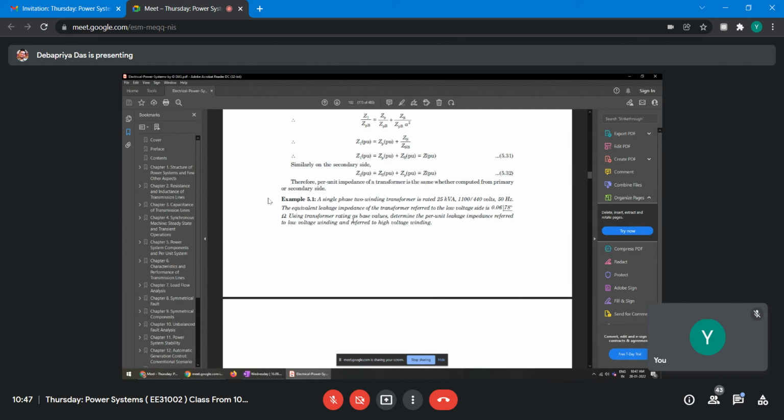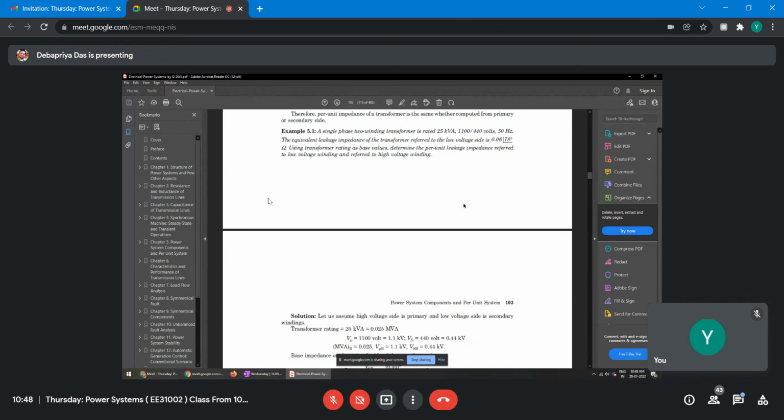Using transformer rating as base value, that is this 25 kVA, and this voltage as the base value, determine the per unit leakage impedance referred to low voltage winding and referred to high voltage winding. Low voltage is 440 volt and high voltage is 1100 volt. Right, now how we will do this?